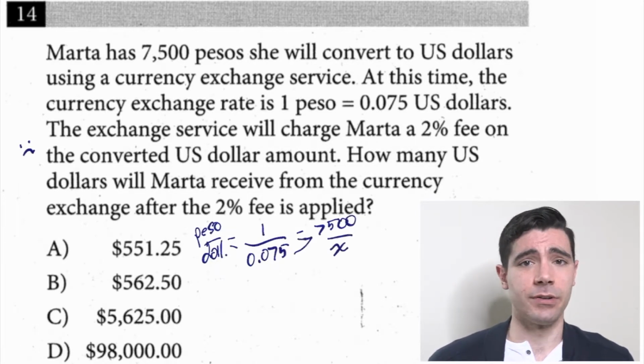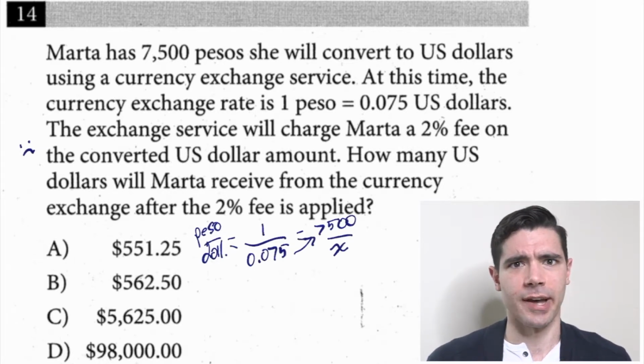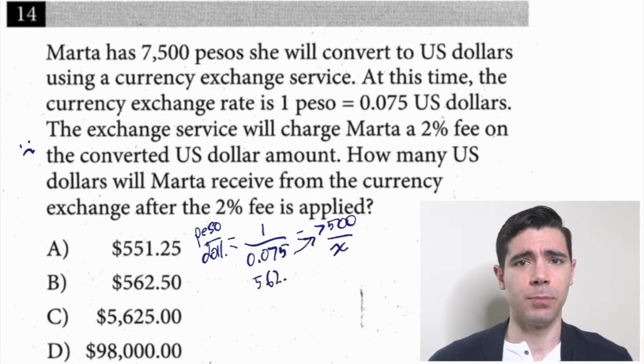7,500 times 0.075? I mean, I guess if you want to use a calculator for... No, seriously, do it in your calculator. We live in an exciting time. Turns out that is $562.50. And what's the question asking us?